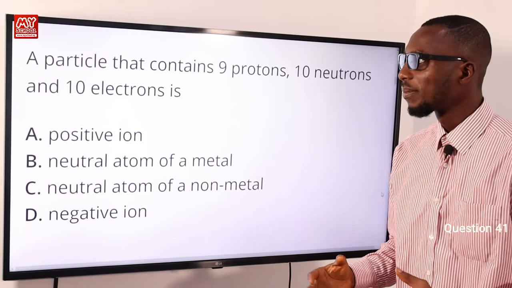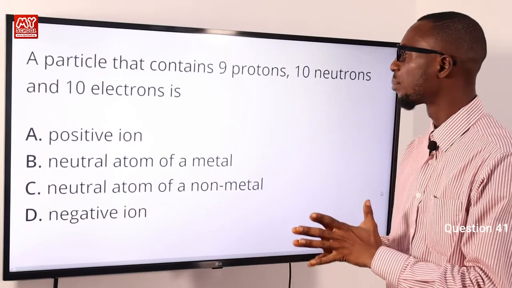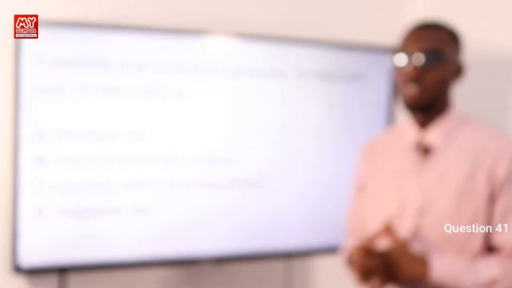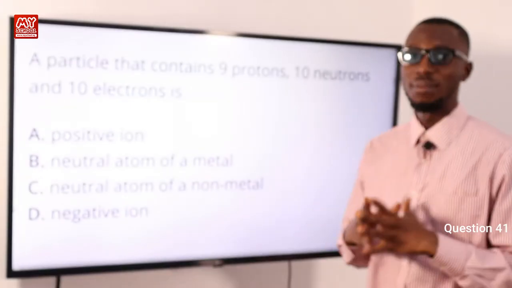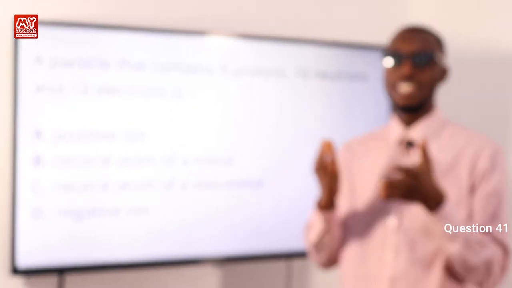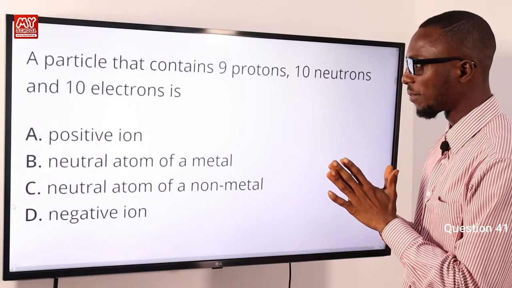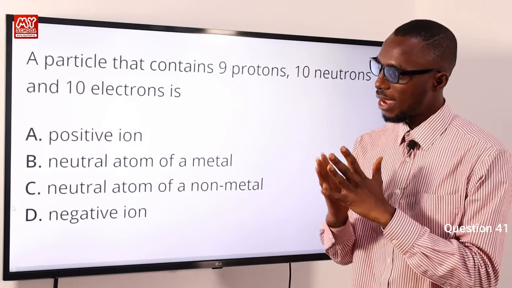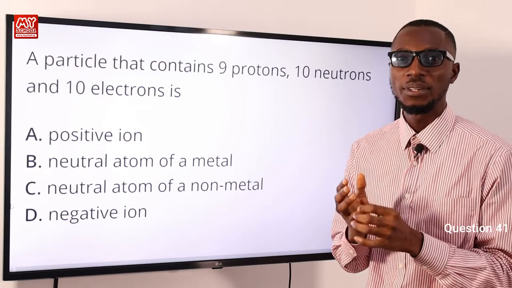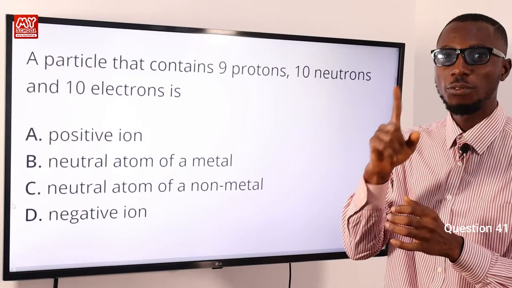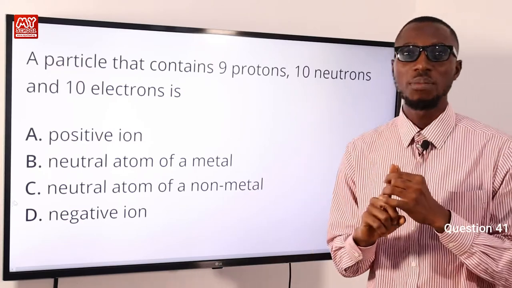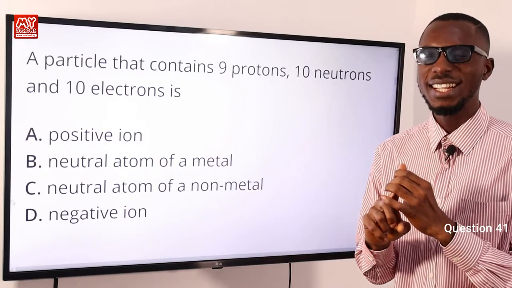Question 41. A particle that contains 9 protons, 10 neutrons and 10 electrons is what? You would agree with me that the proton number determines the atomic number. So the element with atomic number 9 is what? We have hydrogen, helium, lithium, beryllium, boron, carbon, nitrogen, oxygen, fluorine, and neon as number 10. So the particle has an atomic number of 9, and that is fluorine.